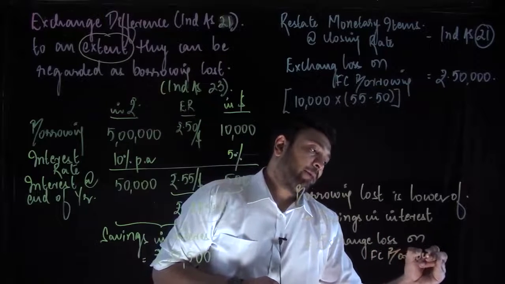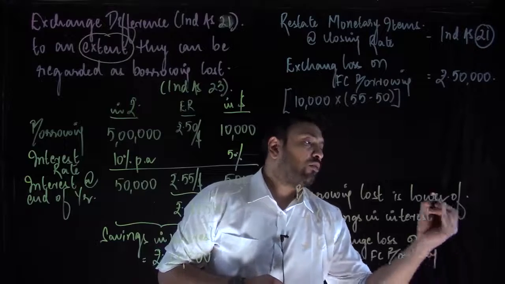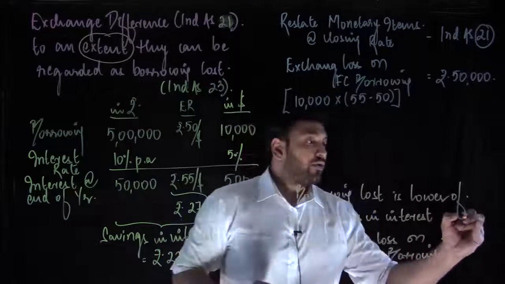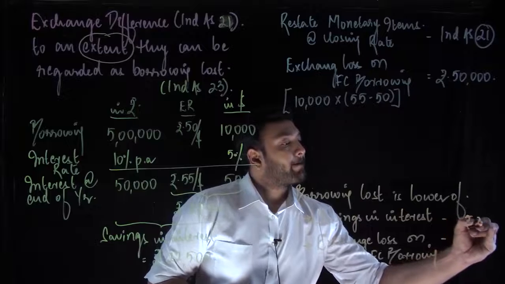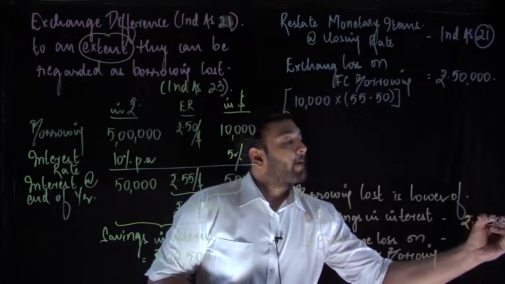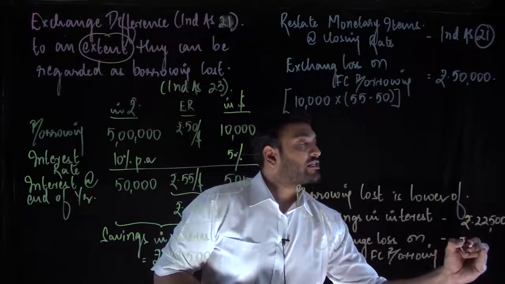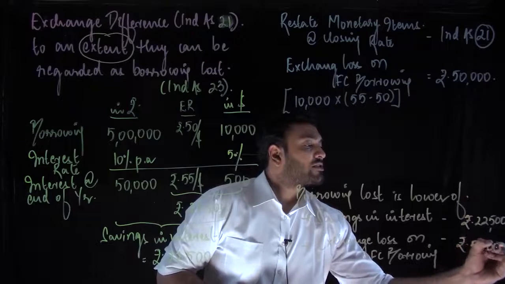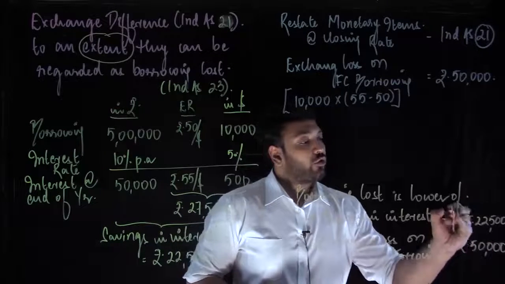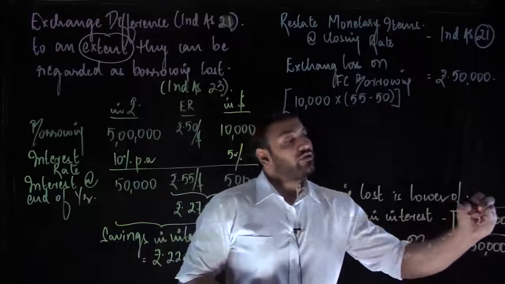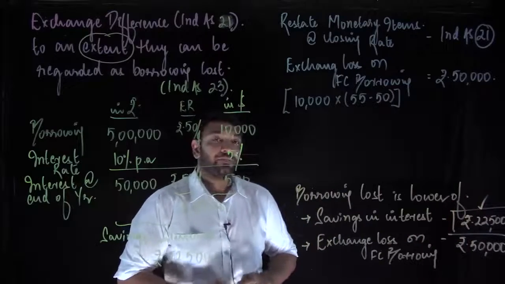Look at the amount now. Savings in interest is 22,500, while exchange loss on foreign currency borrowing is 50,000 rupees, which is lower out here. 22,500 is lower. This should be treated as borrowing cost.